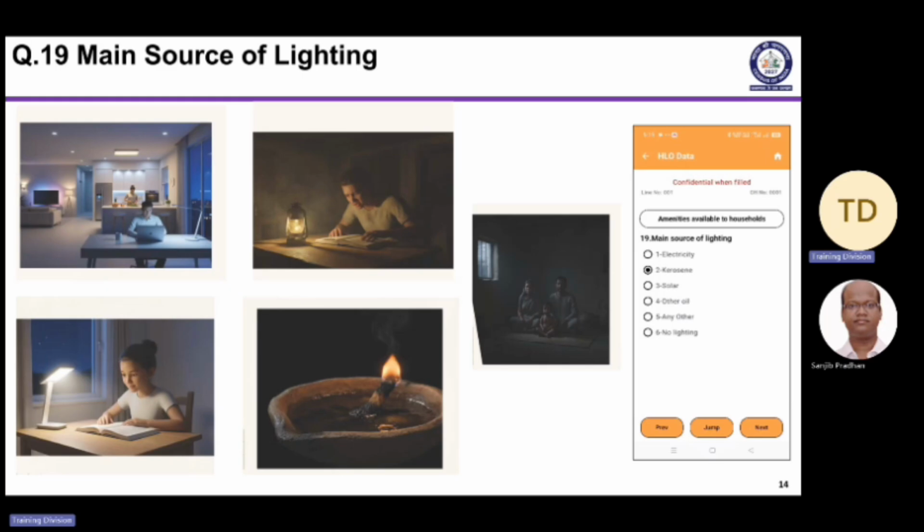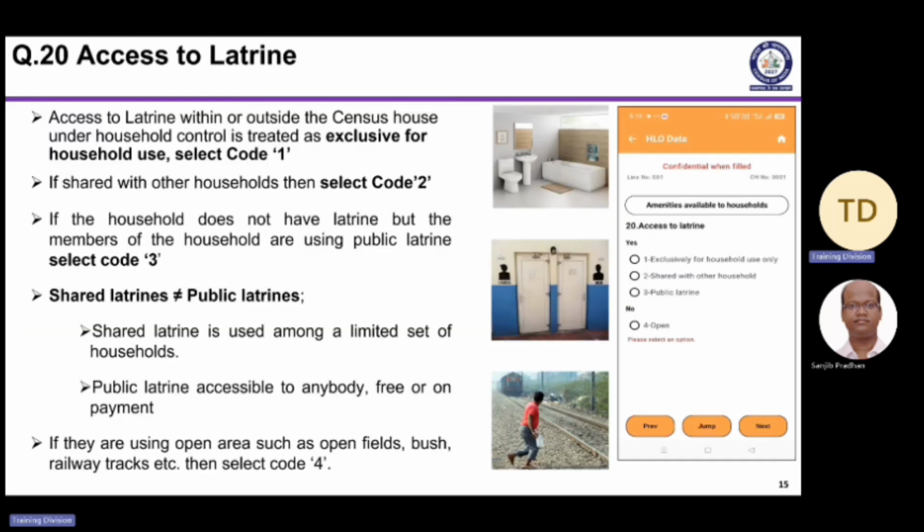So if there is some lighting arrangement which cannot be coded in 1, 2, 3, 4, it will come in code number 5. And if a household does not have any lighting arrangement, it will come in code 6. Yes, the next question is access to latrine.